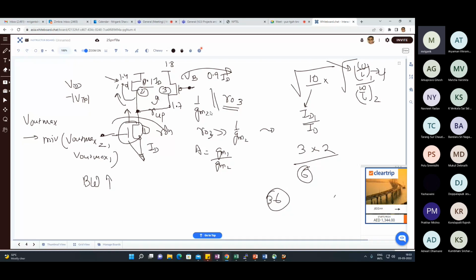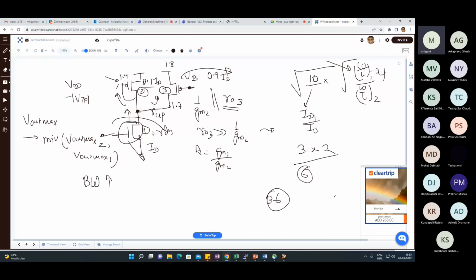So what I am saying is this part is clear, right? You don't need a large W by L for M1 if you use this configuration, because you can achieve a large gain just by diverting the current of M1 into M3. So here I am taking away 0.9 ID into M3, and this guy is left with only 0.1 ID. Therefore, GM1 upon GM2, anyway, we are getting a root 10 factor. Is that clear? Yes, sir.